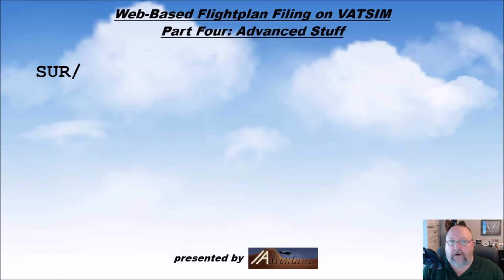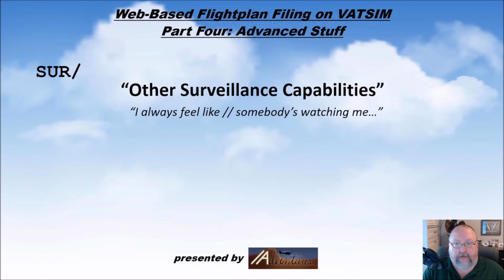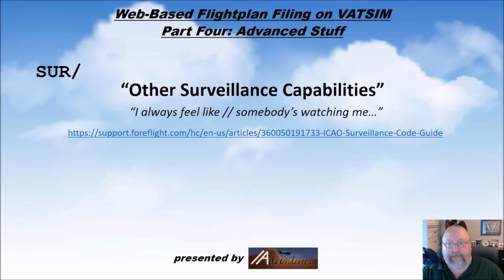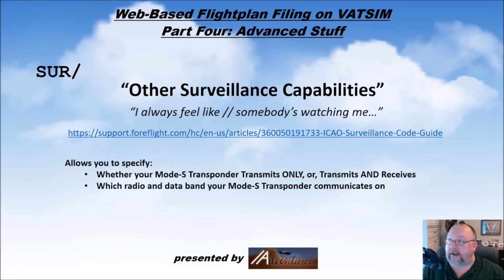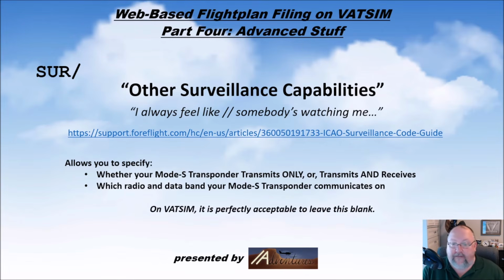Next is the field marked SUR. This is other surveillance capabilities. Here's another web link to where some of this information is, and it allows you to specify whether your Mode S transponder transmits only, either sends your position to air traffic control, or can it also receive positions from other aircraft around you. And then it also indicates which specific radio and data band your transponder communicates on. No one's looking at this on VATSIM. It is perfectly acceptable to leave this blank.